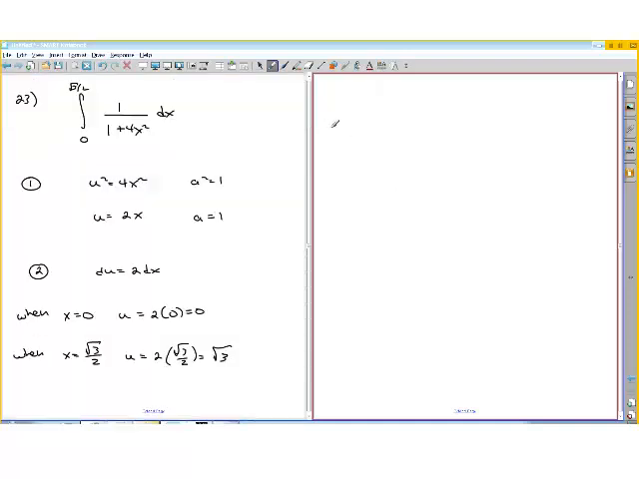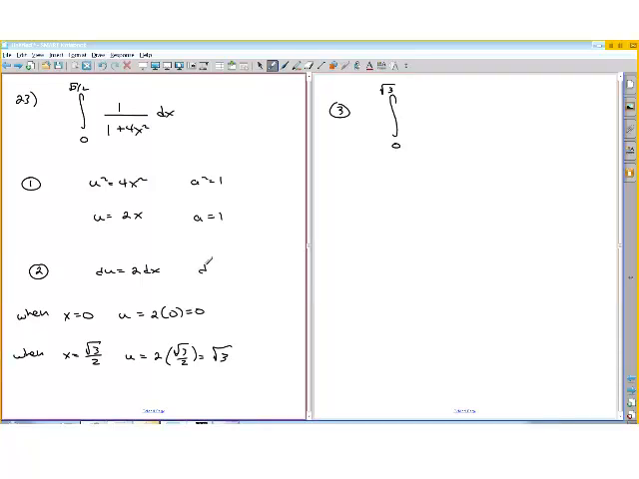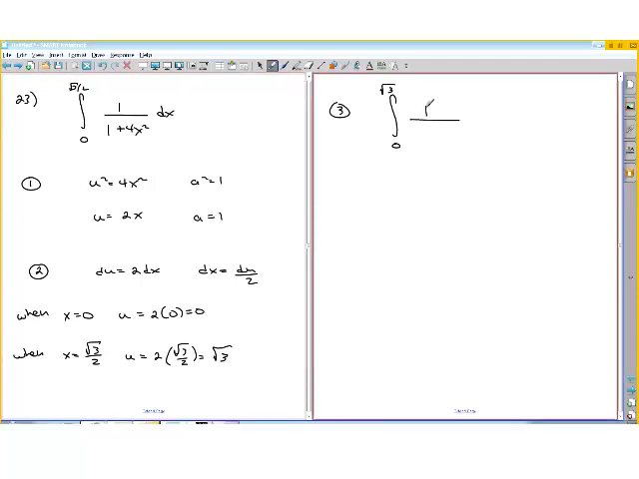So then we can make the substitution. Step 3, substitute. The integral limits go from 0 to the square root of 3. We have dx; we'll go back here, dx is equal to du over 2. So we'll get 1 over a squared plus u squared times du over 2. We'll factor the 1/2 out.